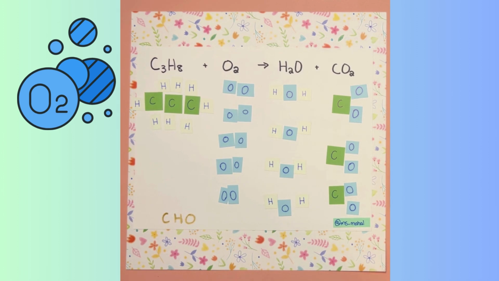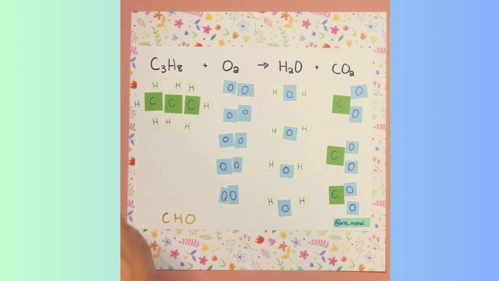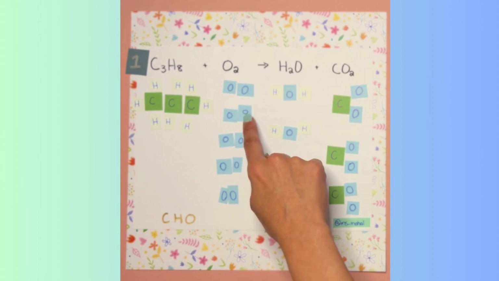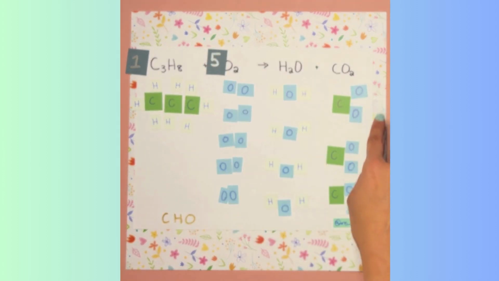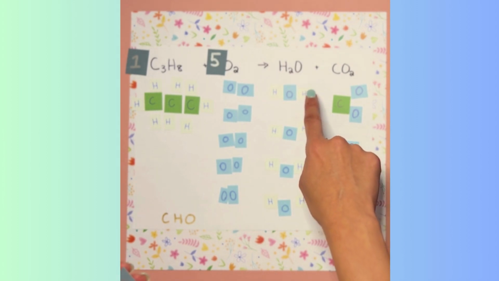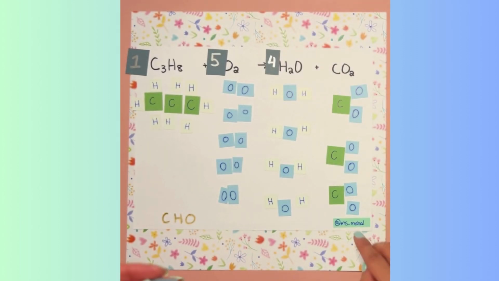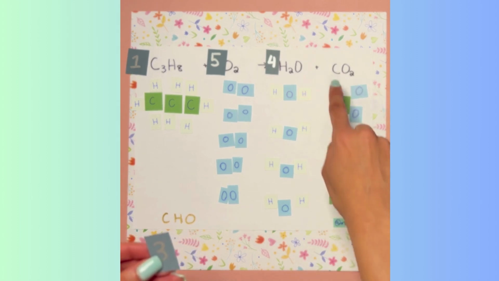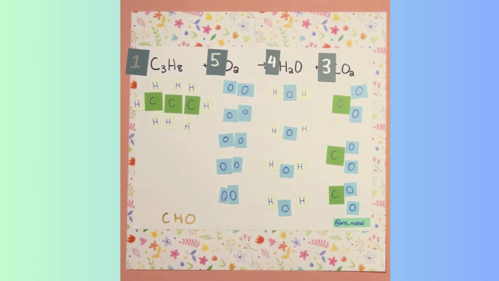Okay, so now let's go ahead and count how many of the molecules we have. So for my propane, my 3 carbons and 8 hydrogens, I just have 1. So I've got 1 of those. That's good. For my oxygens, I've got 1, 2, 3, 4, 5 molecules, each containing 2 oxygens for a total of 10 oxygens, balanced with the 10 on this side. How many waters do I have? 1, 2, 3, 4. So we're going to go ahead and put a 4 on that. And for my carbon dioxides, we can see that there's 3 there. So we put a 3 there. And that is our balanced chemical equation.